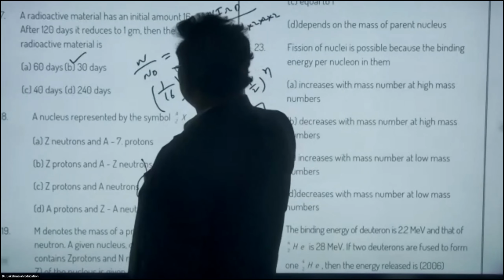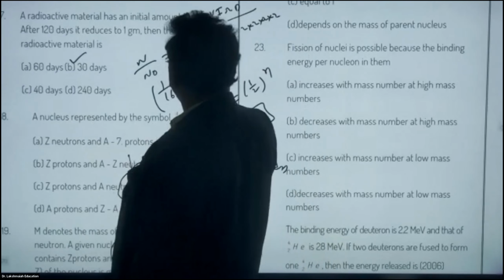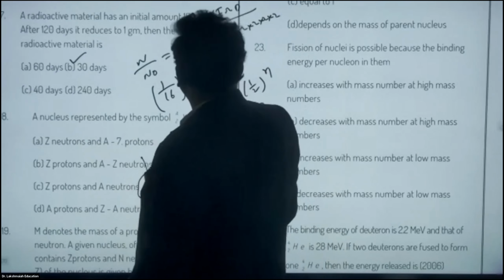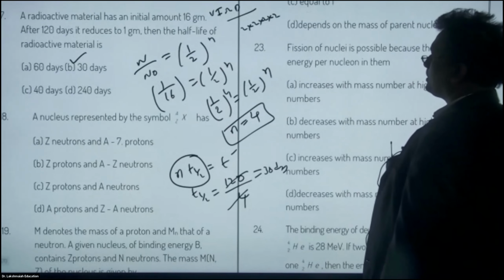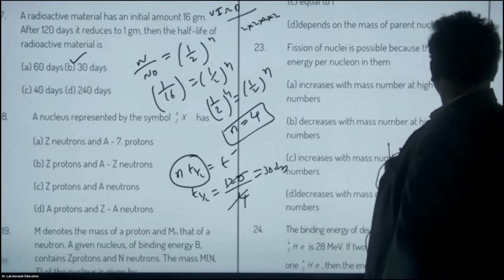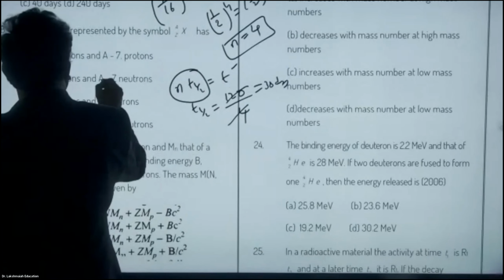Then, sir. And what about this? A nucleus represented by the symbol Z A has Z protons, and A minus Z is the number of neutrons. Which option is correct? Yeah, Z is the number of protons and A minus Z is the number of neutrons.